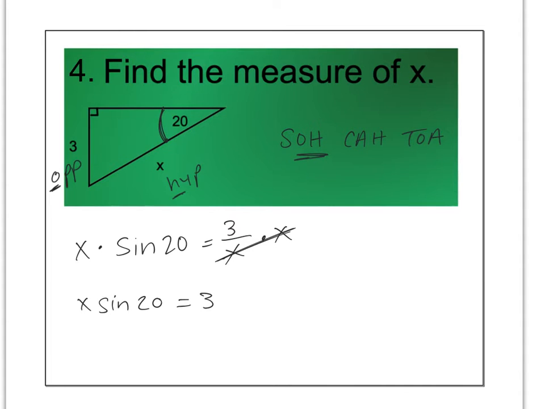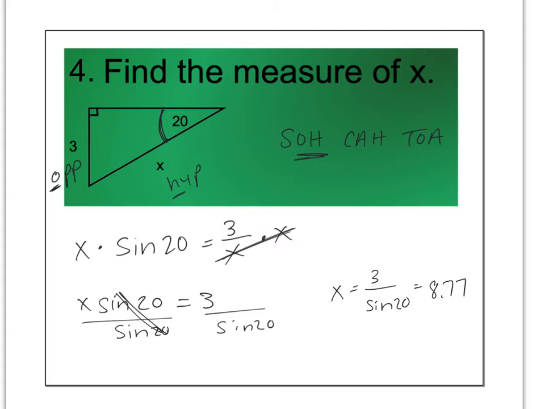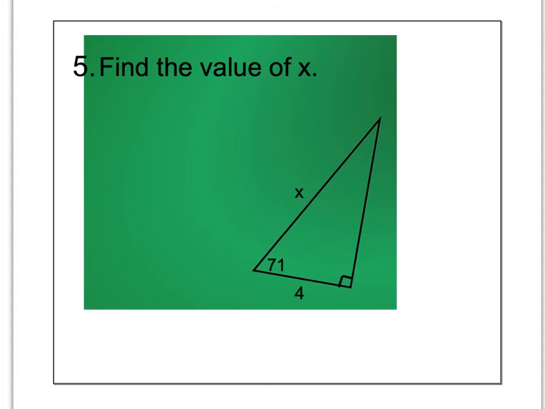Well, it's x times sine 20, so to get that away from there, you're going to have to divide. The opposite of times is divide. So we wind up with x equals 3 divided by sine 20. And then you can type that in your calculator. And I got 8.77, and there's no label, so we'll just leave it at 8.77. Please pause the video, try number 5.